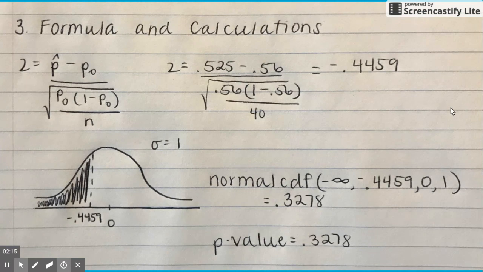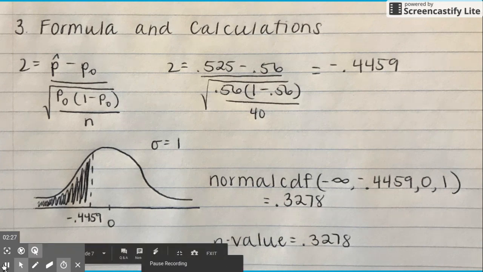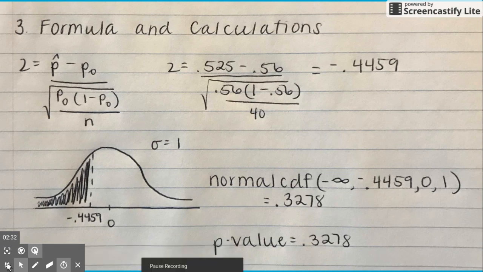Then you choose a formula and show your calculations. So the formula that we'll use for this problem is in the top left corner, and then you plug in the values next to it on the right. The 0.525 value comes from the 52.5% that was stated in the problem, and then you subtract the original value of that 56% that Mr. Murphy believed. And then you divide that by the square root of 0.56 times 1 minus 0.56 divided by n, which in this case is 40. And that statistic comes out to negative 0.4459.